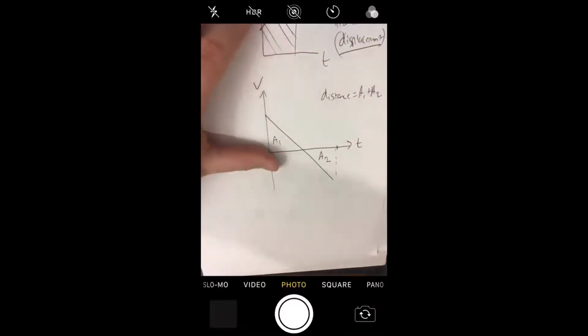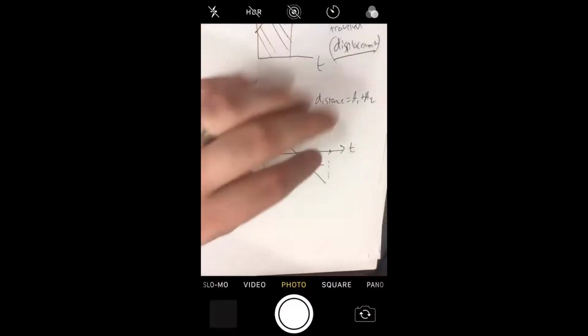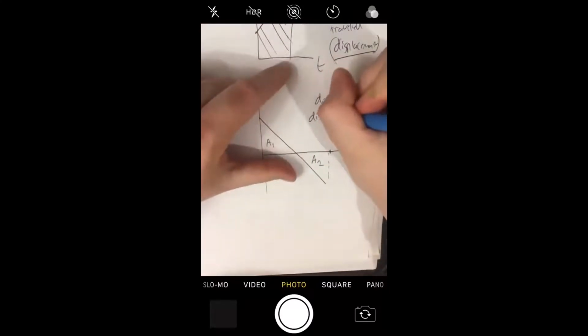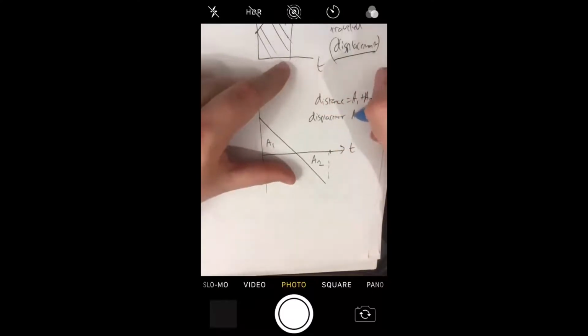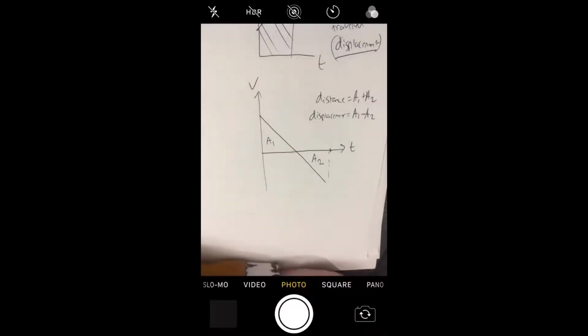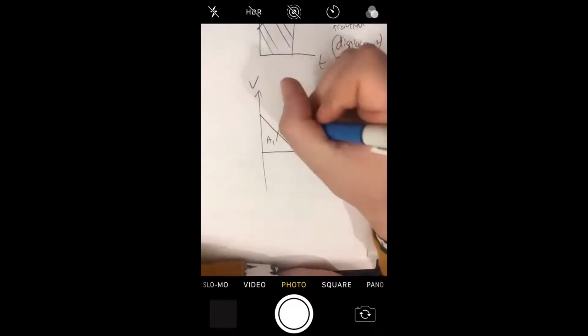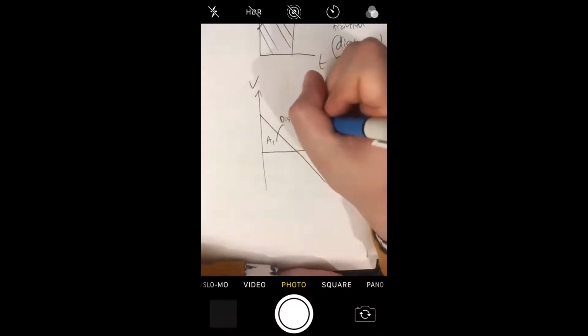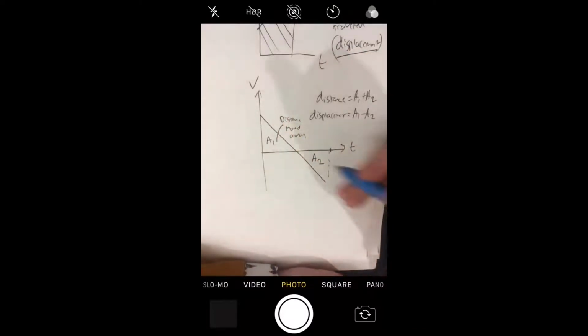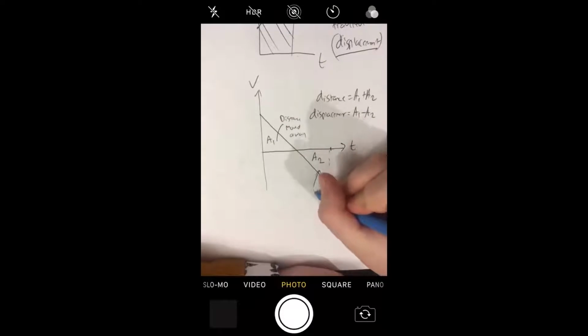But if I wanted to get the displacement, that's where you're going to have a bit of a problem. The displacement is actually equal to area 1 minus area 2. You might be like, what, hold on, why? Well, think about this. Area 1 is the distance you move away, whereas area 2 is the distance moved towards.